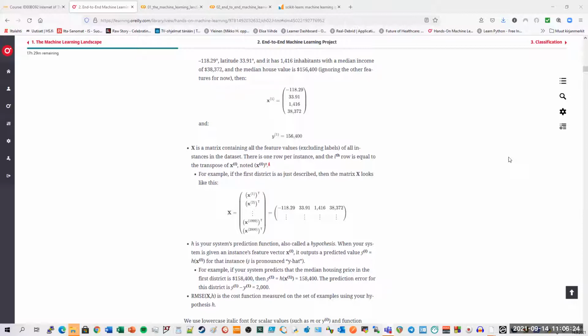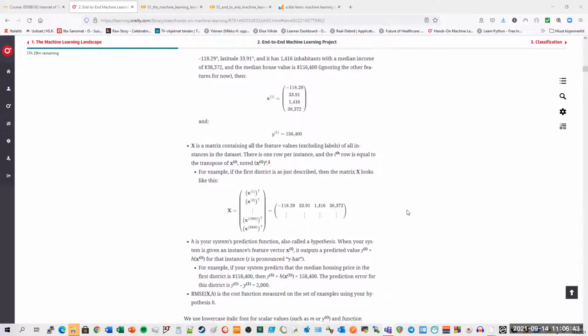This may be a bit complicated math, but really it's not that hard if you think about it. You have just the values you are interested in in one row of a matrix. And then you have m rows.